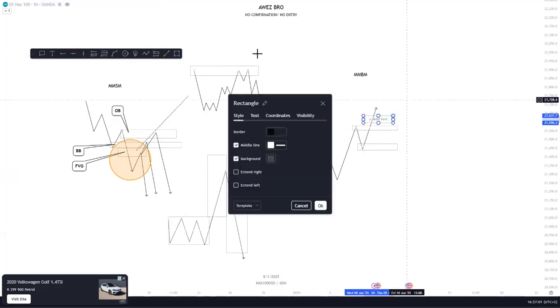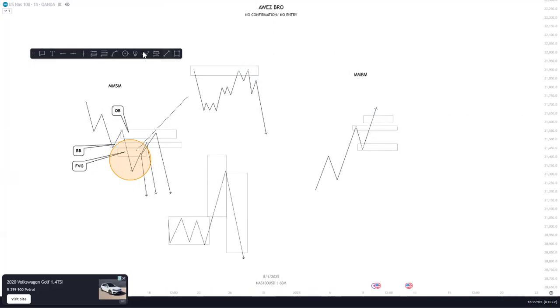You expect the market to tap in one of your points of interest. Either it taps on this fair value gap, then goes back into the original direction, or the breaker block, then goes back to the original direction, or the order block, then goes back to the original direction. Just like this.